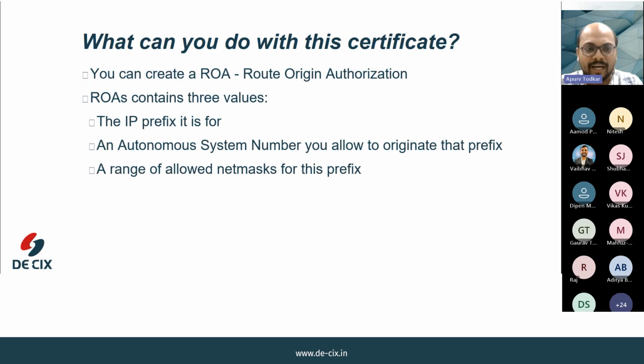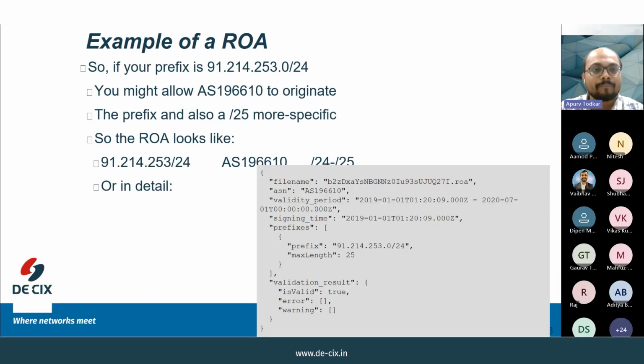The example I took was the RIPE NCC one. This is the prefix, 91.214.253.0/24, and the originating AS that I allow to announce the prefix is AS196610. And the allowed prefix range here is up to /25. So your ROA file will contain these three values: the prefix, 91.214.253.0, then the originating AS, and the allowed prefix length from /24 to /25.